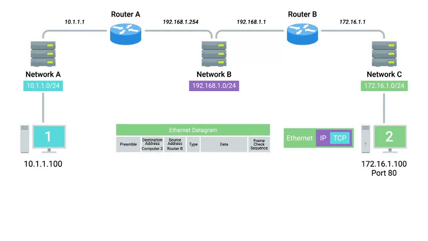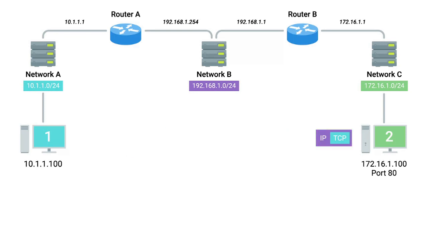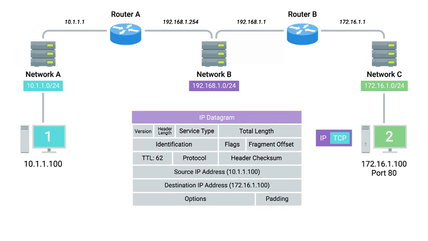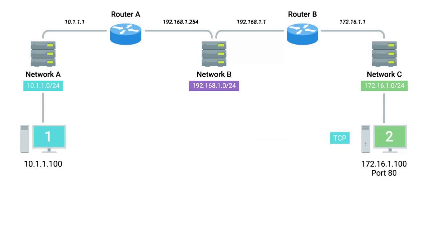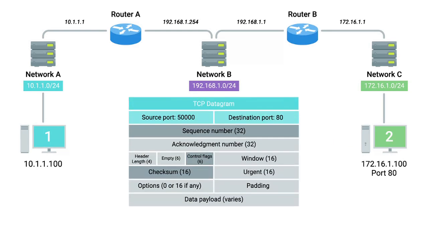Computer 2 then strips away the Ethernet frame, leaving it with the IP datagram. It performs a CRC and recognizes that the data has been delivered intact. It then examines the destination IP address and recognizes that as its own. Next, computer 2 strips away the IP datagram, leaving it with just the TCP segment. Again, the checksum for this layer is examined and everything checks out.